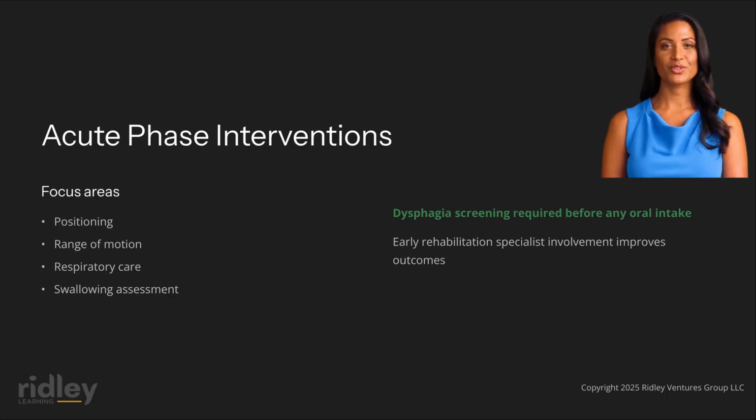The acute phase also involves comprehensive assessment of cognitive function, communication abilities, and psychosocial needs to inform rehabilitation planning and family education. Early involvement of rehabilitation specialists in acute stroke units has been associated with improved outcomes, supporting the model of integrated acute care and rehabilitation services that the American Heart Association standards now recommend.